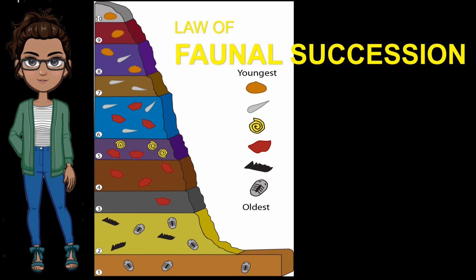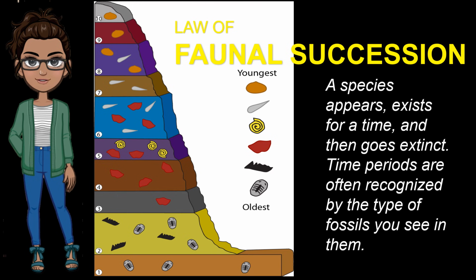The principle of faunal succession states that a species appears, exists for a time, and then goes extinct. Time periods are often recognized by the type of fossils you see in them. Each fossil has a first appearance datum and a last appearance datum. This is simply the oldest recorded occurrence of a fossil and then the youngest recorded occurrence of a fossil.